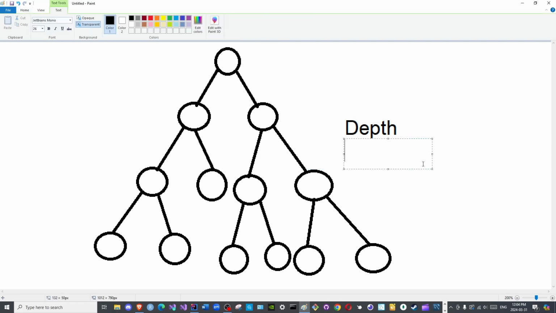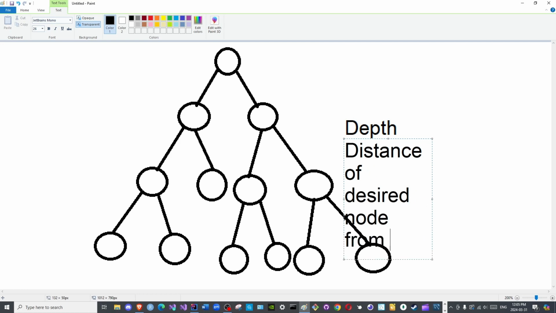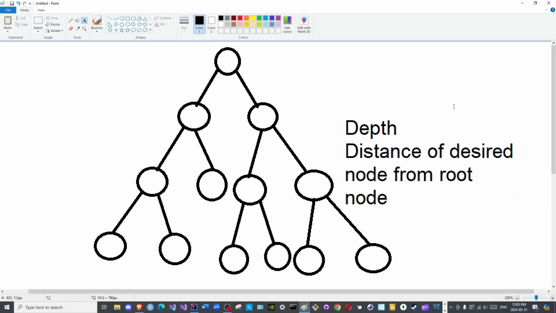So here we will say the depth is the distance of the desired node or selected node from the root node. That is known as the depth. I will use the color green to refer to the depth. Here we have the depth of this node here. How do we calculate it? You jump. As Van Halen said, might as well jump.